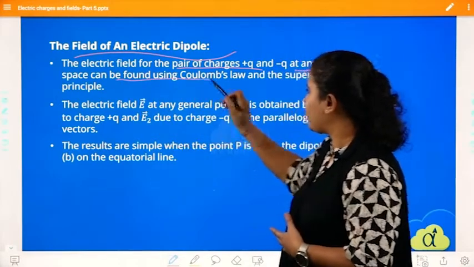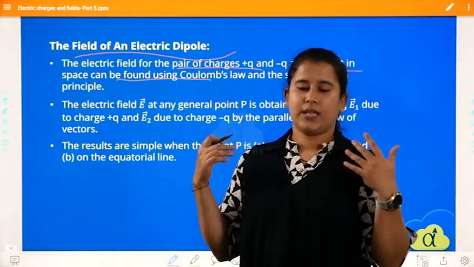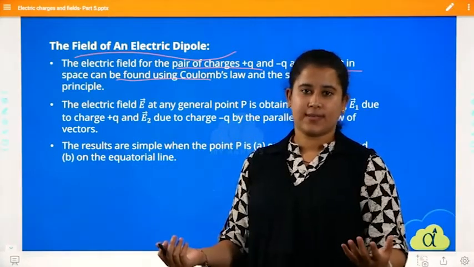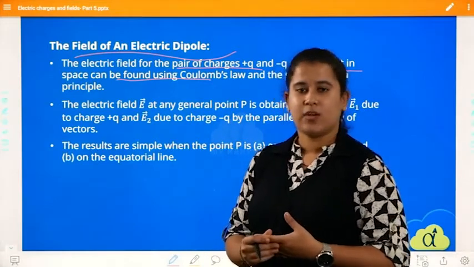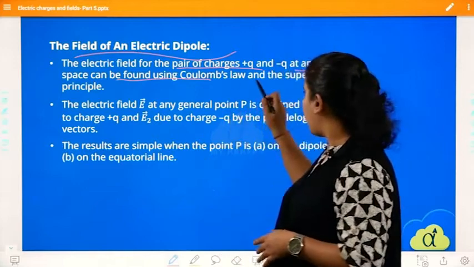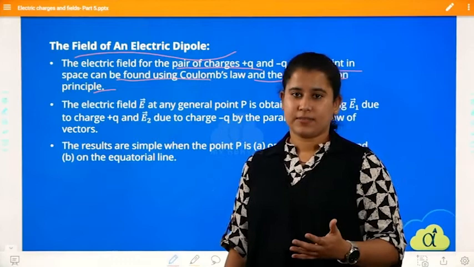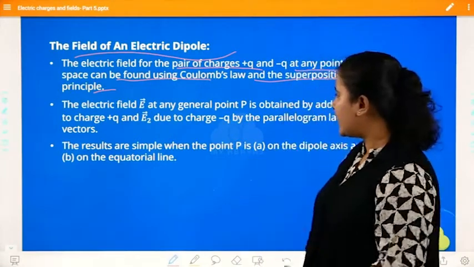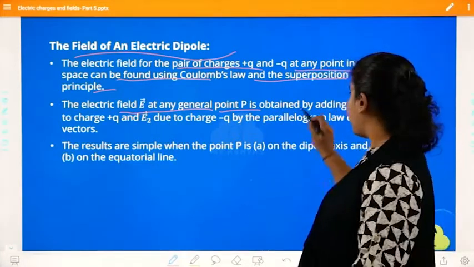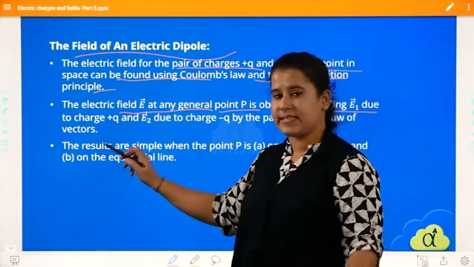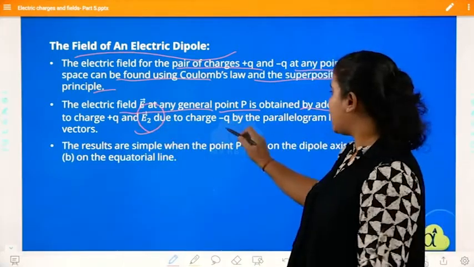in space can be found using Coulomb's law. So Coulomb's law gives me the force between two charges. Similarly, for a pair of charges, the force and also the electric field can be found using Coulomb's law, and also the superposition principle, which we used in the system of multiple charges. And the second one is that the electric field E at a point P is obtained by adding the electric field intensity at the first position, and E2 due to the charge minus q.